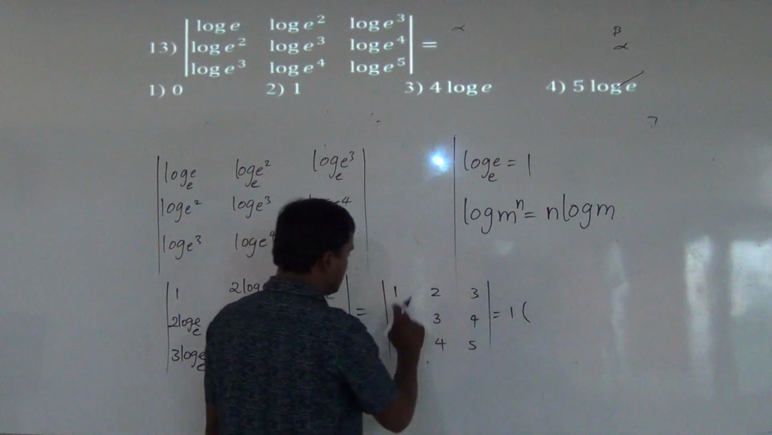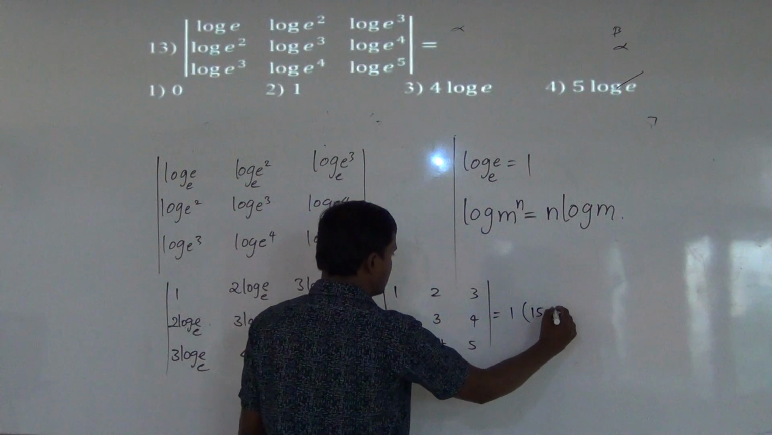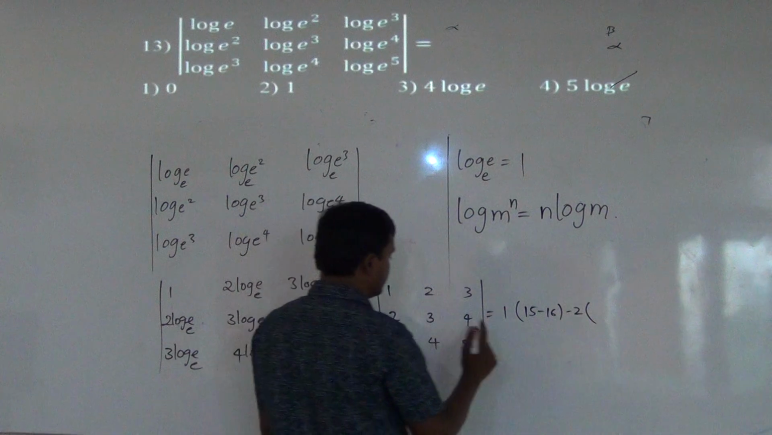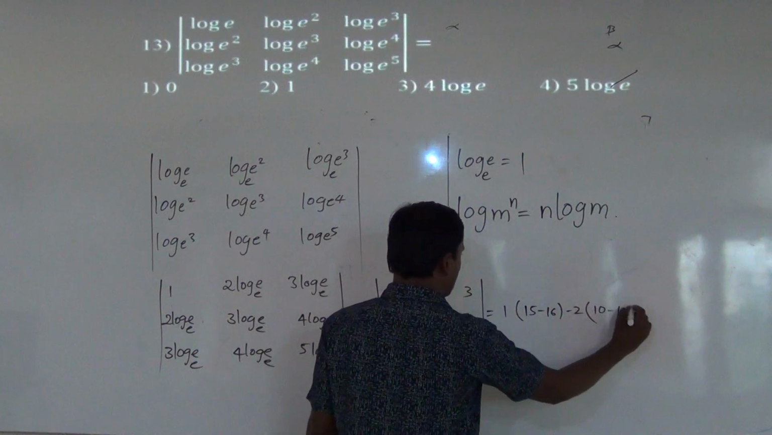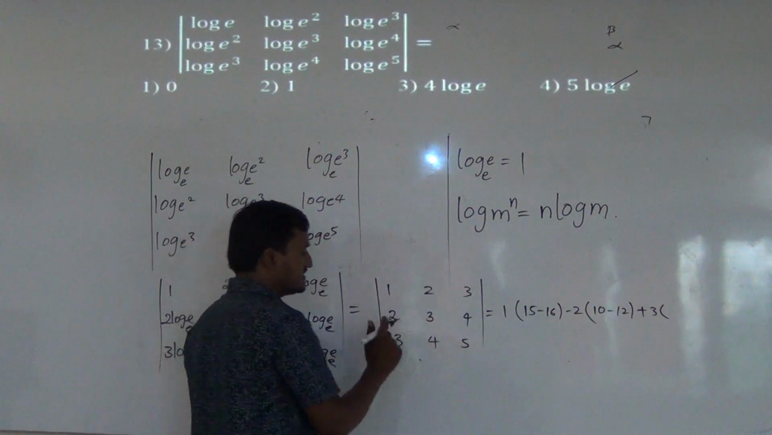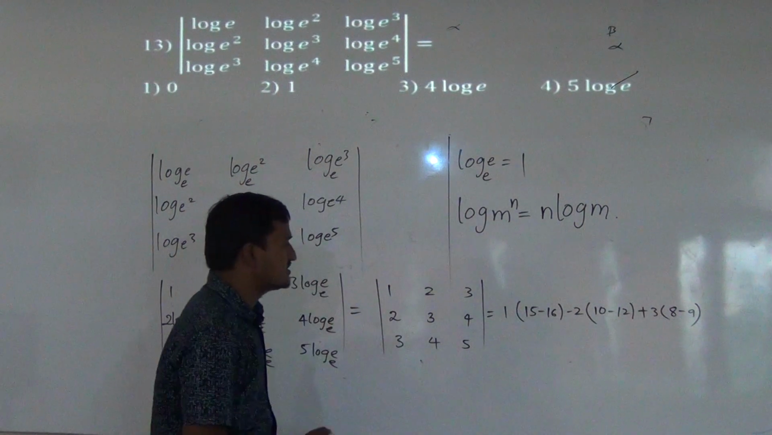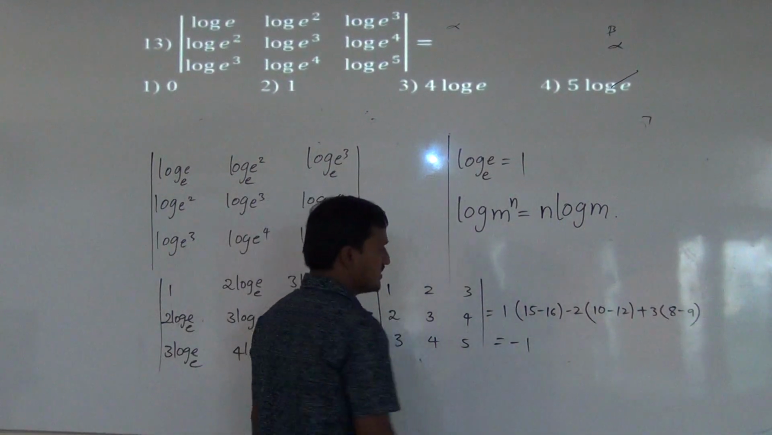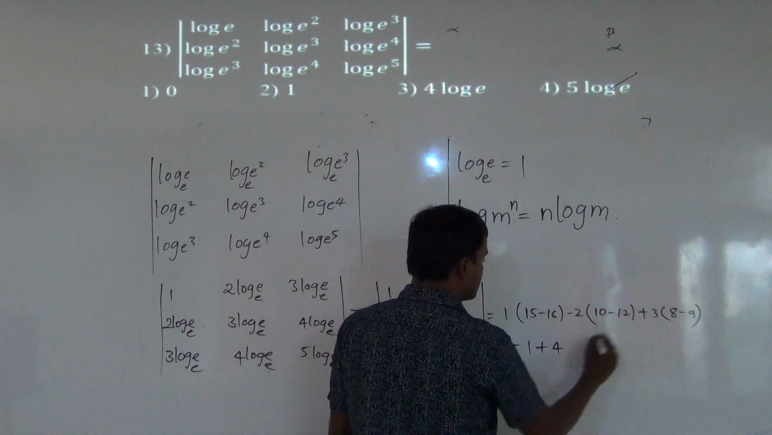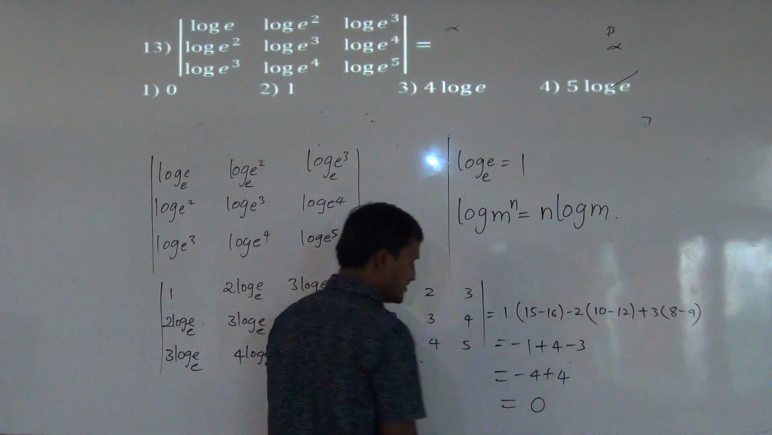So 1 into, I have to leave the first row and first column, 15 minus of 16, minus 2 times, you have to leave the first row and second column, 10 minus of 12, plus 3 into, I have to leave the first row and third column. Here it is 8 minus of 9, right? Now simplify this one. So clearly it is a minus 1, and here it is plus 4, and here it is a minus 3. So minus 4 plus 4, so therefore your answer is 0.